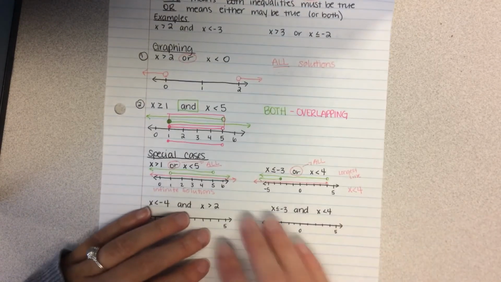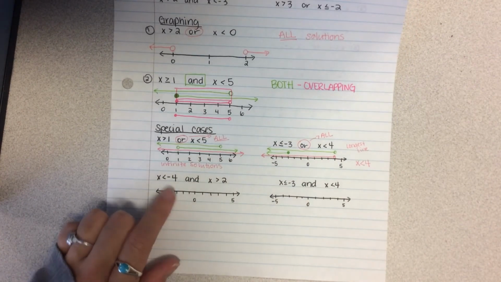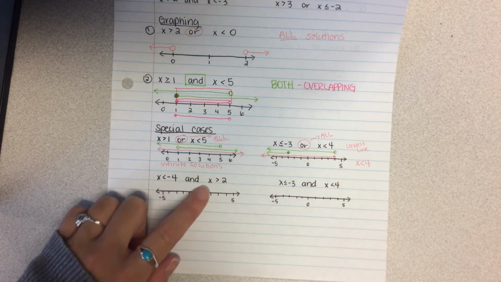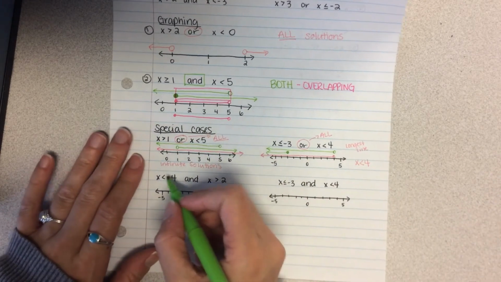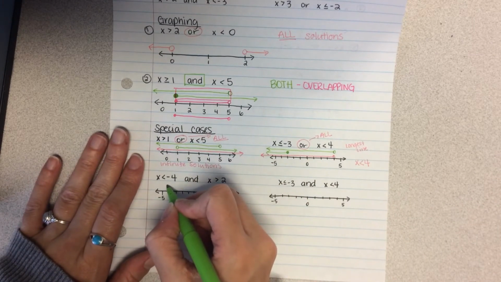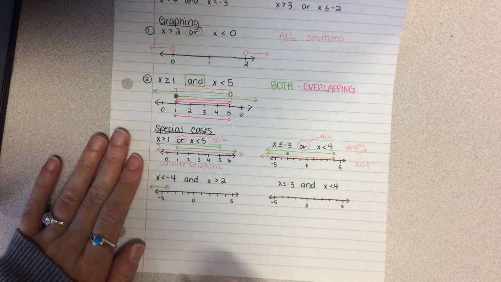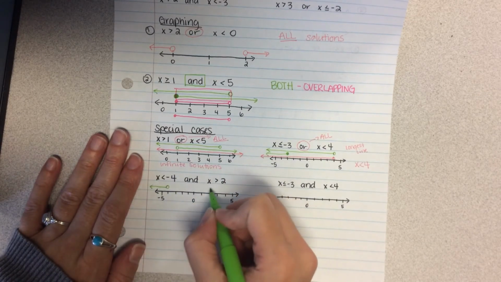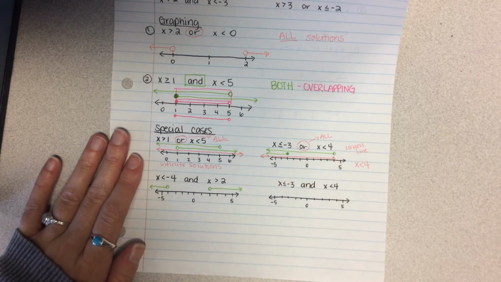Okay, next one. I've got an AND statement here. So we have X is less than -4 and X is greater than 2. So let's graph those. We've got -4, open point, and pointing to the left. And then I have X is greater than 2. So I've got an open point at 2 pointing to the right.